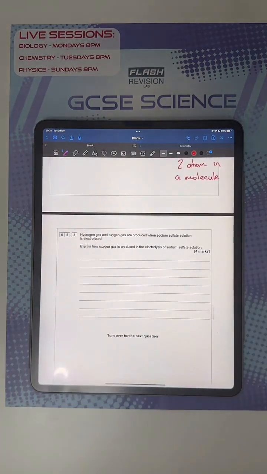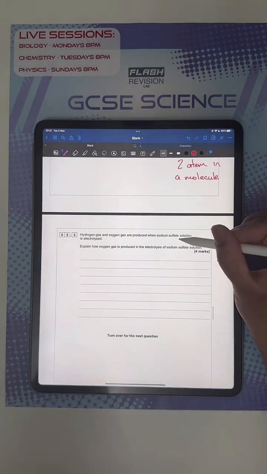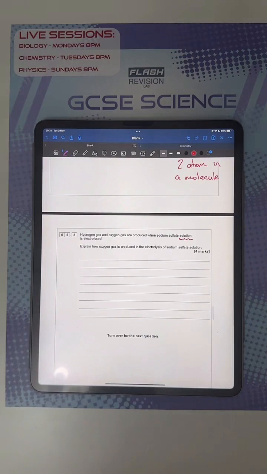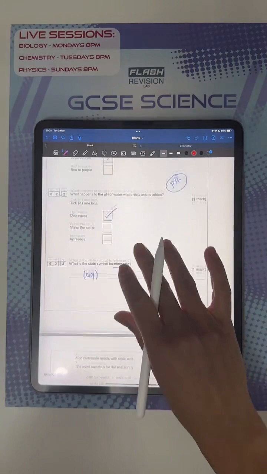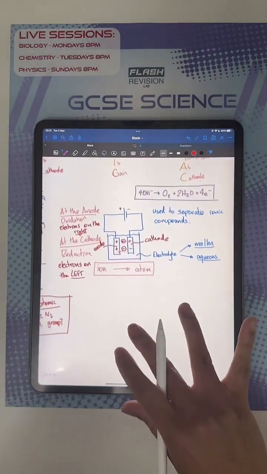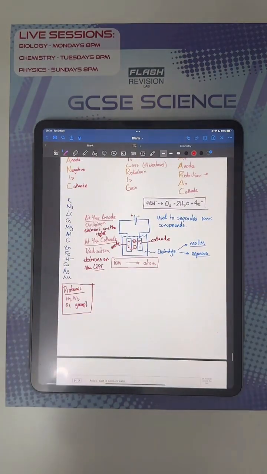All right. Next question. Hydrogen gas and oxygen gas are produced when sodium sulfate solution is electrolyzed. Explain how oxygen gas is produced in electrolysis. Right. You guys have got to keep up with me here, because this is the bit where people get confused. So let me go through this.